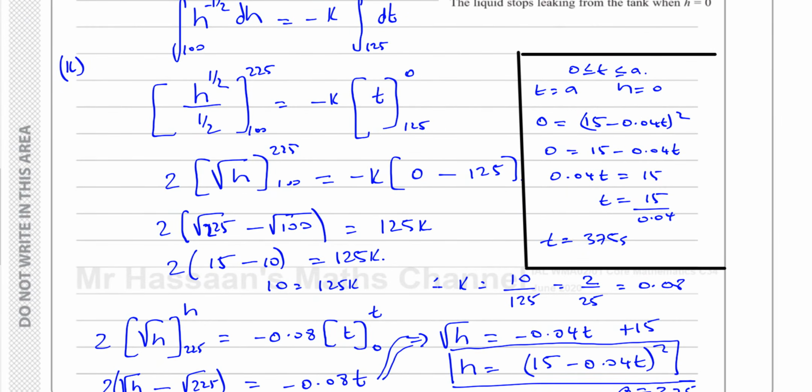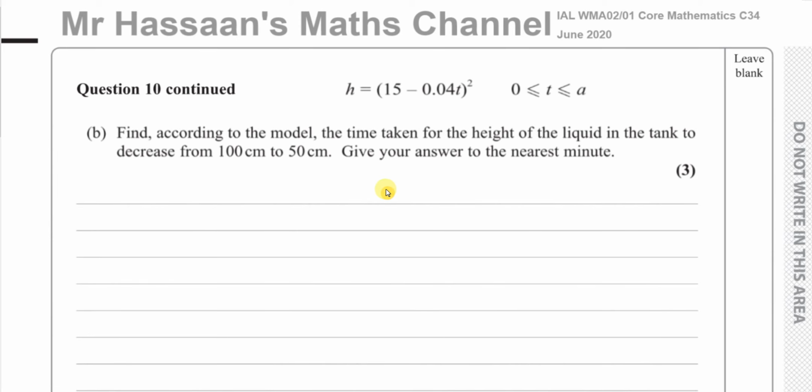All right, so now part B. It says find, according to the model, this model we just proved, the time taken for the height of the liquid in the tank to decrease from 100 centimeters to 50 centimeters, giving your answer to the nearest minute. So what we have to do first, let's make time the subject of this.